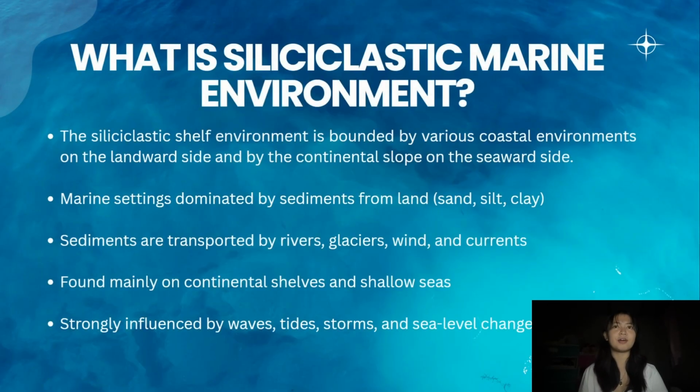Siliciclastic marine environments are ocean areas where sand, silt, and clay from land are deposited. These sediments settle mostly on continental shelves and shallow seas, and they are shaped by waves, tides, storms, and sea level changes. Unlike carbonate environments, they are formed mainly by physical processes rather than by organisms. Now, let's move on to the next slide.